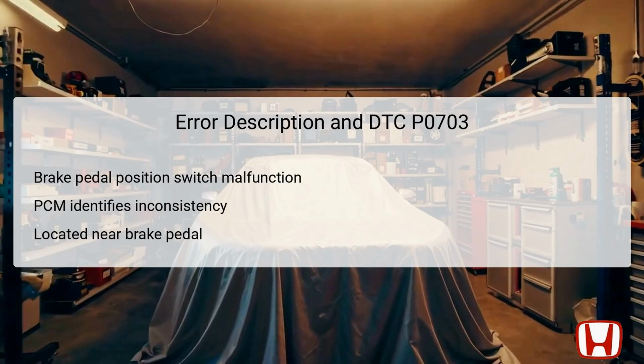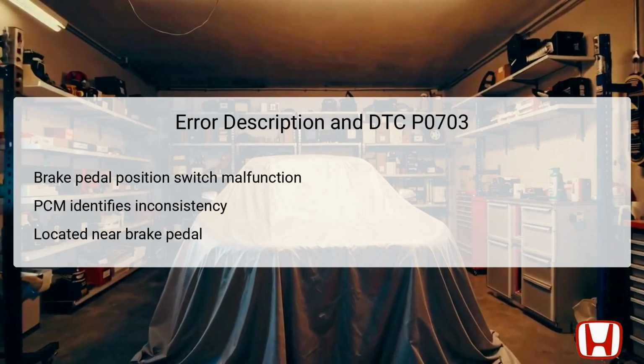The P0703 code signifies a malfunction within the brake pedal position switch, which operates in a normally closed mode. When this switch fails or provides inconsistent signals, the Powertrain Control Module, PCM, interprets that as a malfunction. Specifically, it means that the signals the switch sends do not match the physical state of the brake pedal during certain driving conditions. This mismatch can impede the proper functioning of critical components like the cruise control system.